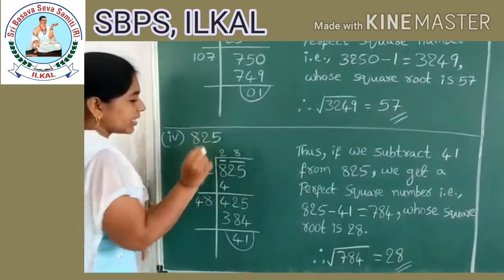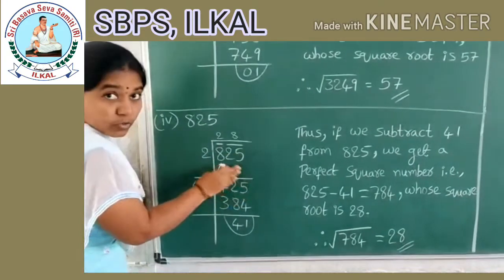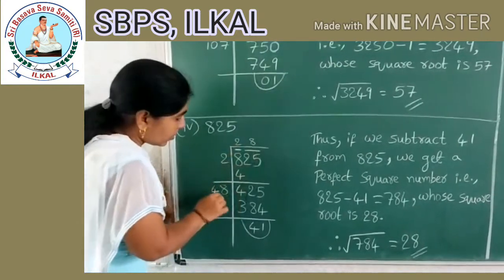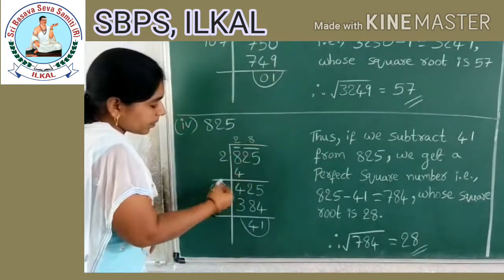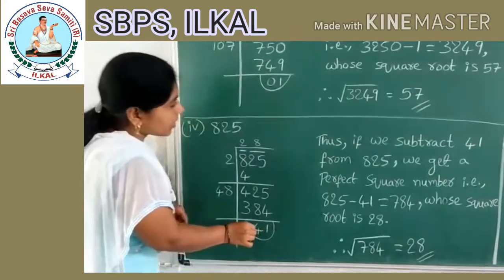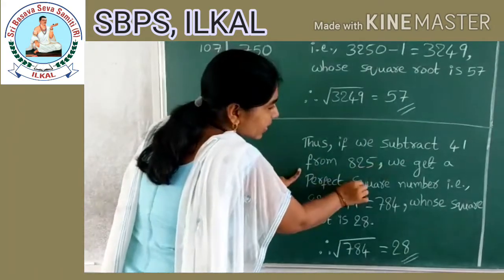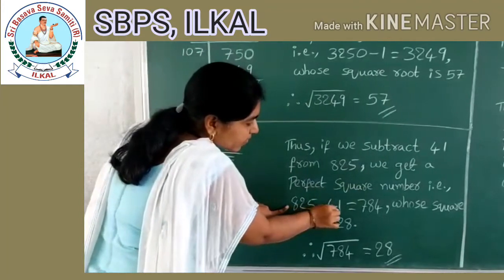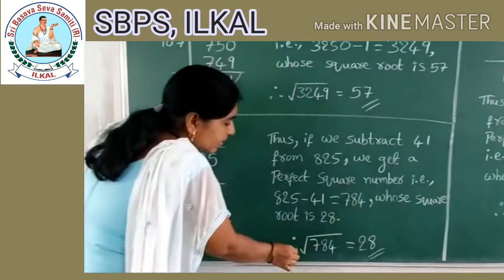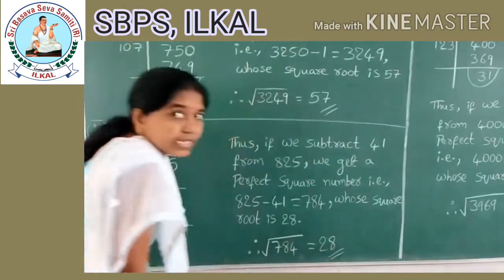Next one, 825. 2 twos are 4. 8 minus 4 gives 4. 25. Next two digits we have to consider. 2 plus 2 is equal to 4, children. Next 8 eights are 64 and 4 eights are 32 plus 6 is 38. 425 minus 384 gives 41. Then, thus if we subtract 41 from the given number, we get a perfect square number, that is 825 minus 41 is equal to 784, whose square root is 28. Therefore, the square root of 784, the answer we got now, is equal to 28.